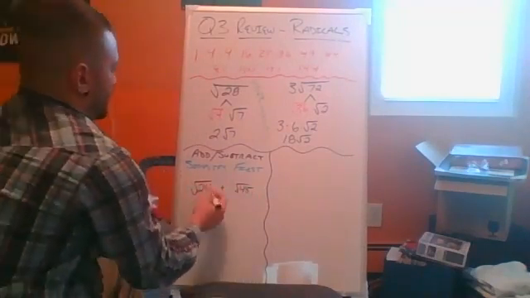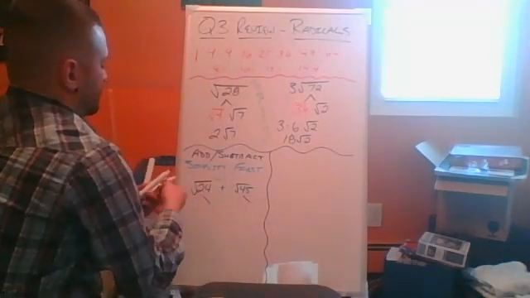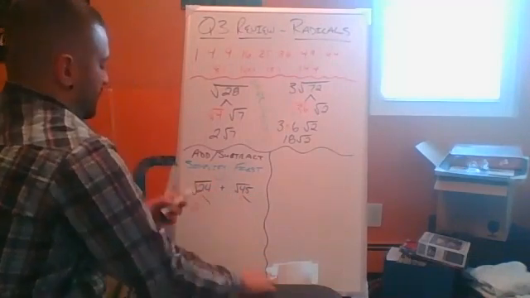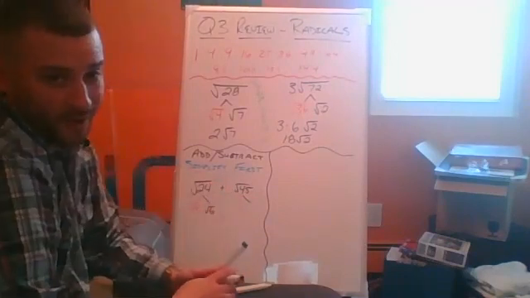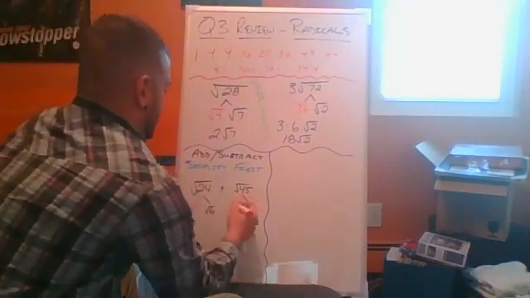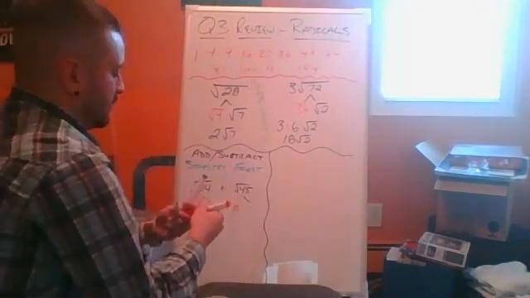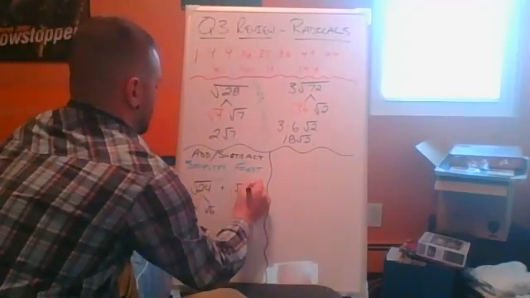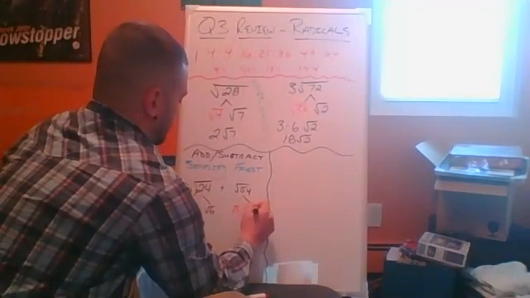So 24, we know is going to be 4 and 6. So I got my rad 4. I got my rad 6. 45 is going to end up being rad 9. Actually, let's make this a 54 just to make it even. Rad 9 and rad 6.